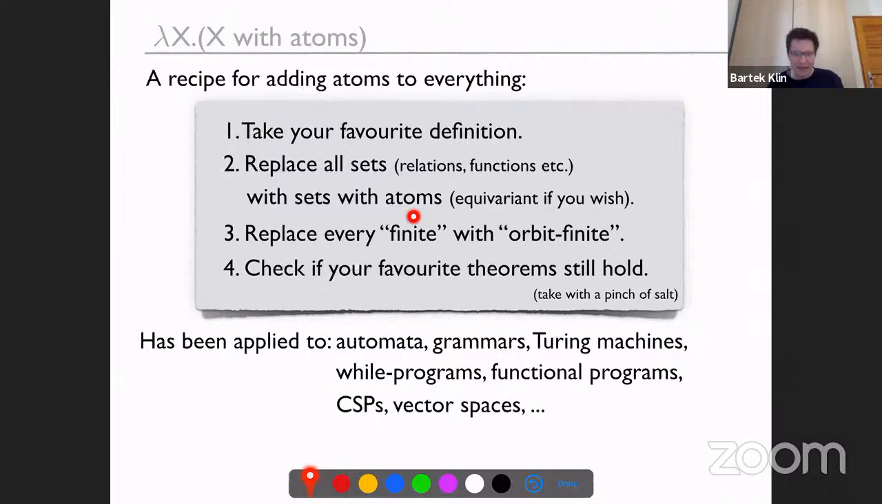So this has been applied to various things, in particular in computation theory. So with our automata with atoms that turned out to be register automata, if you know them, grammars, Turing machines, while programs, functional programs, constraint satisfaction problems, vector spaces, and what have you, and also the μ-Calculus. Okay, so let's apply this recipe to the μ-Calculus.